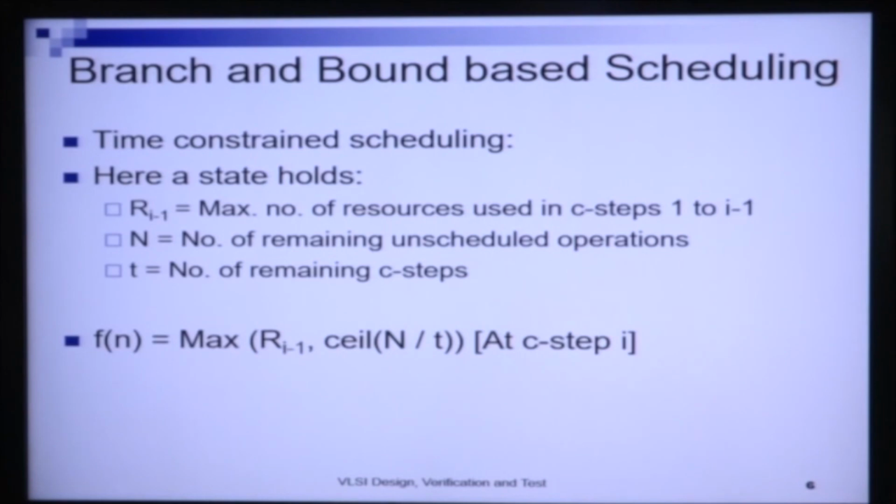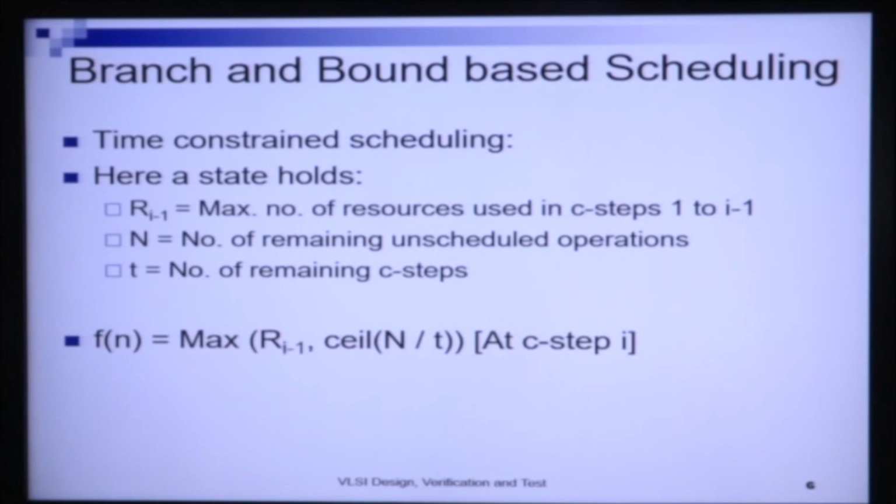Now n, at that state, gives me the number of remaining unscheduled operations and t is the remaining number of C steps. Now for the resource constraint scheduling problem, we wanted to minimize the number of C steps in which I want to schedule. Here I am given the number of C steps that I have. So I have currently already used a certain number of time steps and I have a certain number of time steps within which to schedule my remaining operations.